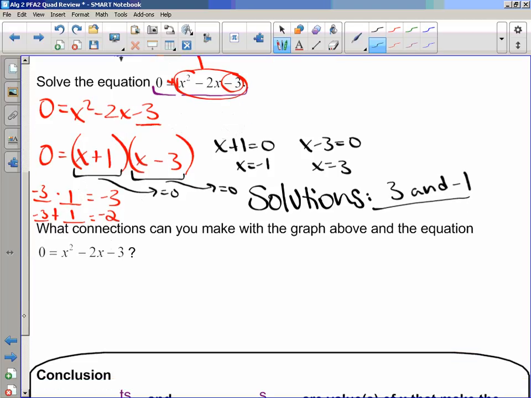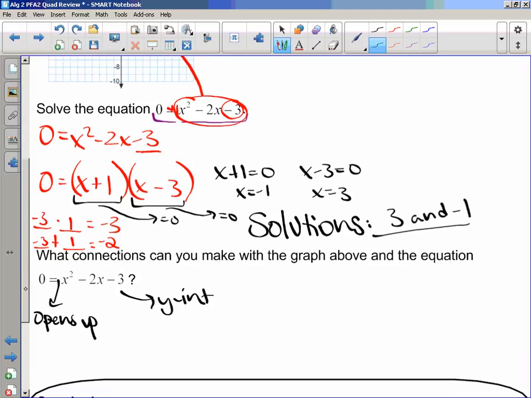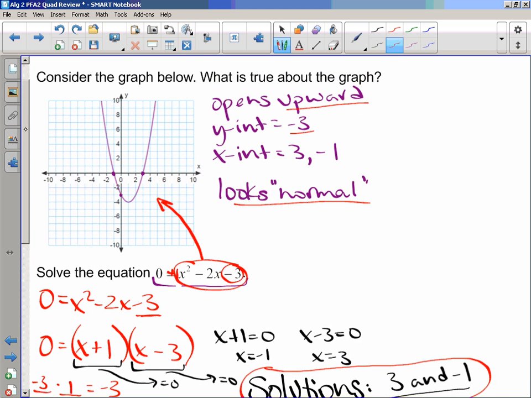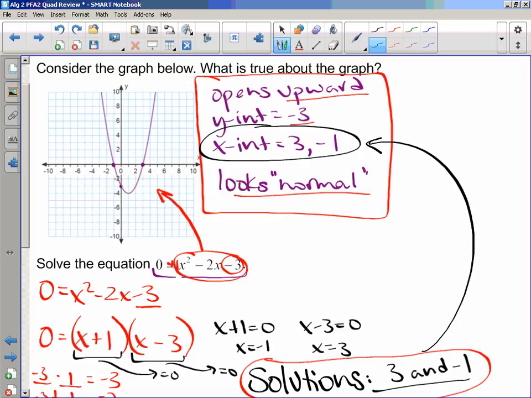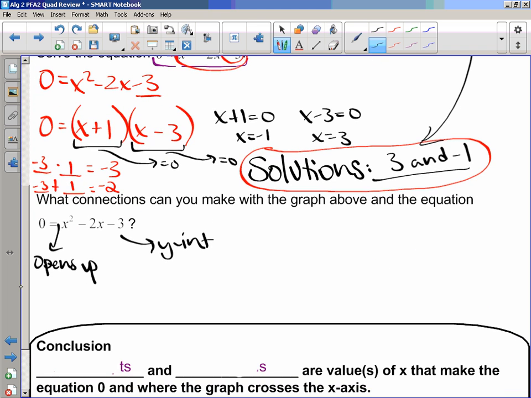Well, we kind of already talked some about this. Negative 3 is the y-intercept. This tells me that it opens up. But what I'm trying to get you to see is that the solutions here, 3 and negative 1, where do you see those numbers here where I was looking at what was true about the graph? 3 and negative 1. Do you see those numbers anywhere? I hope so, because they're right here. The solutions of 3 and negative 1 are the exact same thing as x-intercepts. That's always true of quadratics, parabolas, also of polynomials, something that you'll learn later on. If I solve a quadratic, that also tells me where it crosses the x-axis.